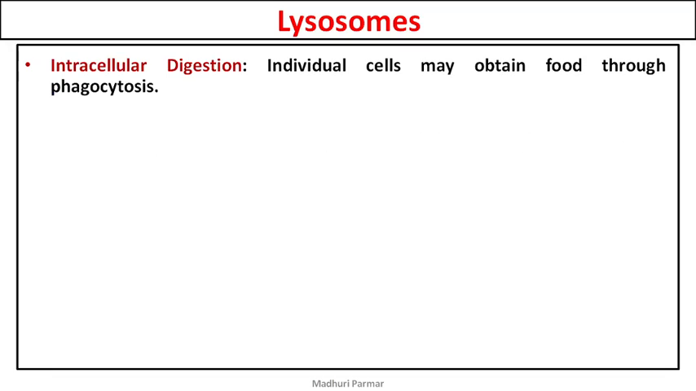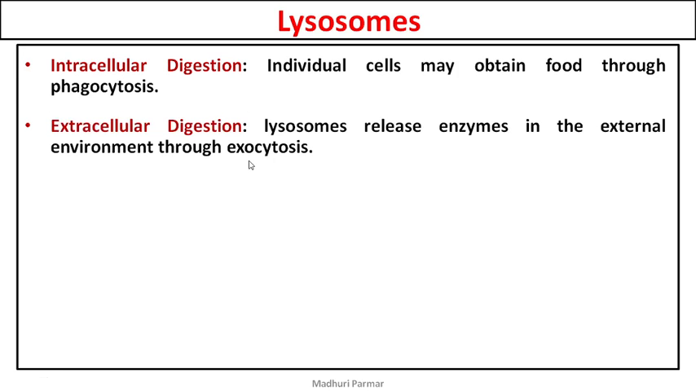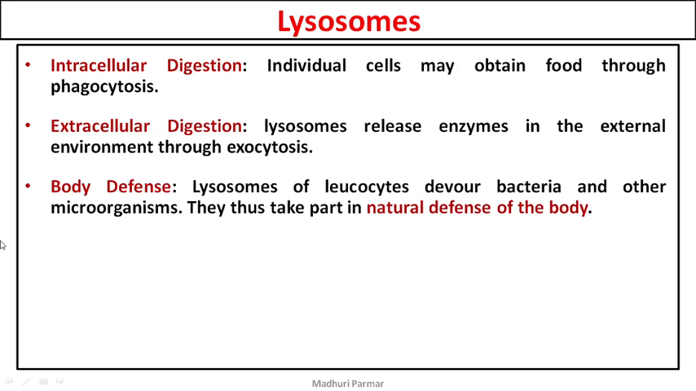Intracellular digestion, these are the functions of lysosomes. A quick recap: intracellular digestion, extracellular digestion, which I showed you in the last diagram. The lysosomes release enzymes in the external environment through exocytosis. Body defense: the leukocytes or WBCs eat, devour bacteria and other microorganisms, and these bacteria and microorganisms are digested with the help of lysosomes, okay. They are made non-active or non-harmful by digesting them with lysosomes, okay. So thus they take part in the natural defense mechanism of the body.